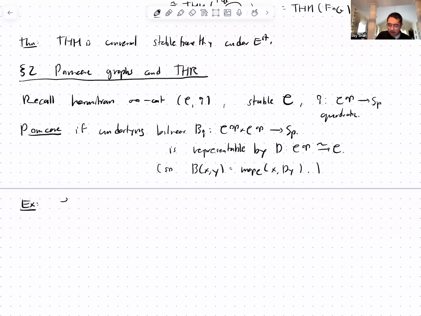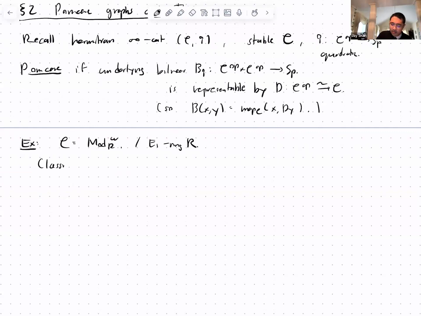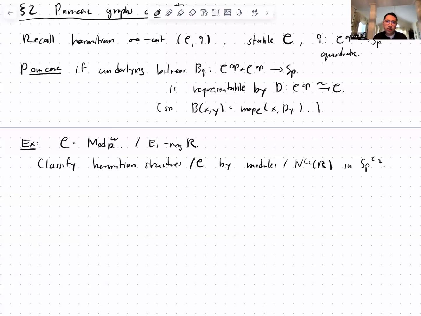As an example, we can take C to be the category of perfect R modules, let's say over an E1 ring. And then I can classify all Hermitian structures over C as modules over the HHR norm of R, viewed as modules, of course, in the symmetric monoidal category of genuine C2 spectra. For instance, this is how E sigma algebra structures defining R yield Hermitian structures. In this case, they're actually Poincaré.